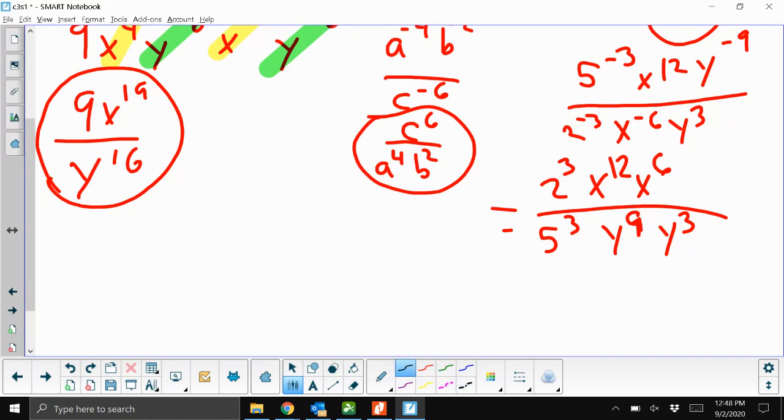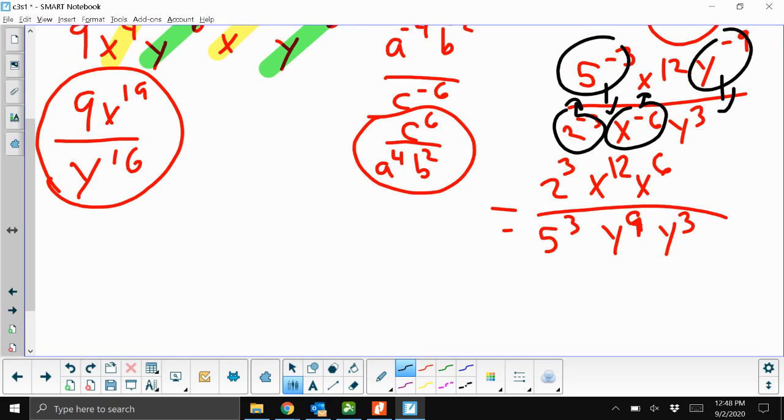Let's see if we can do this. Move this one down, this one up, and this one down. Kind of sloppy, but it gives you the idea. So now let's combine everything. Totally up to you if you want to write these out. 2 cubed is 8, but you don't have to write that. You can leave it as 2 cubed if you wanted to.